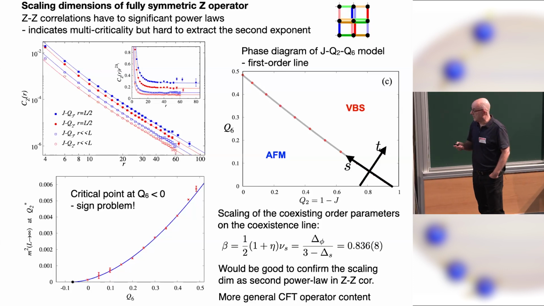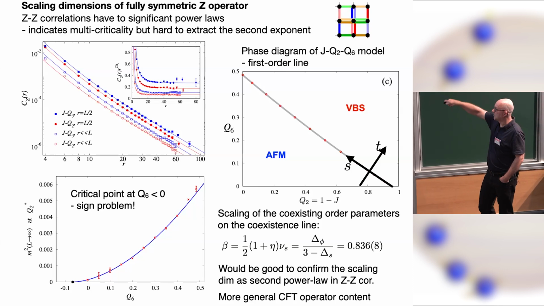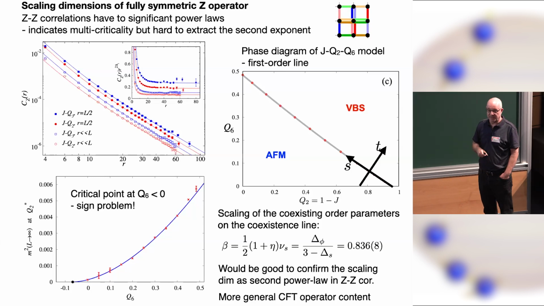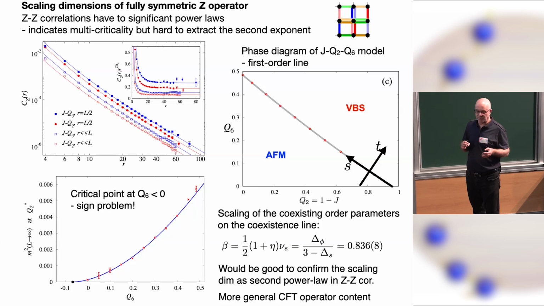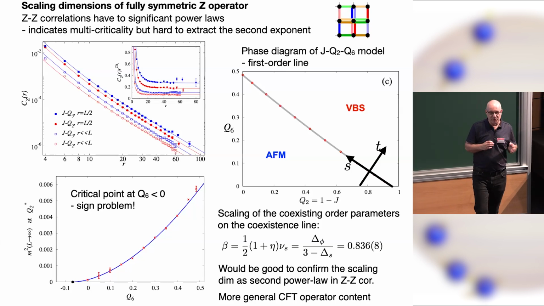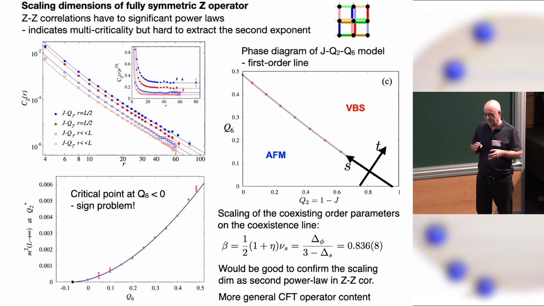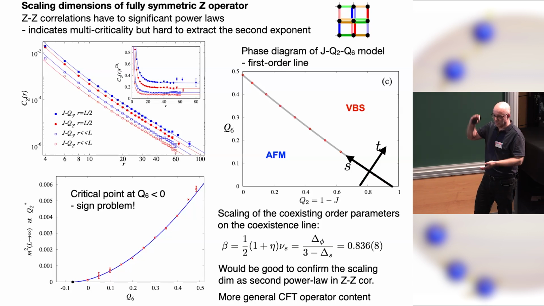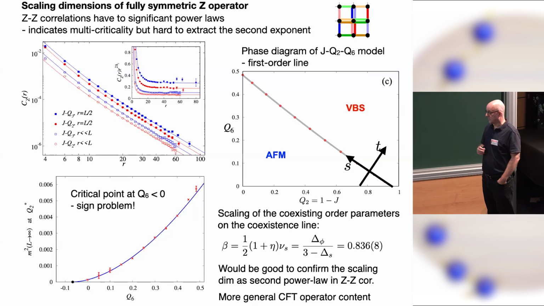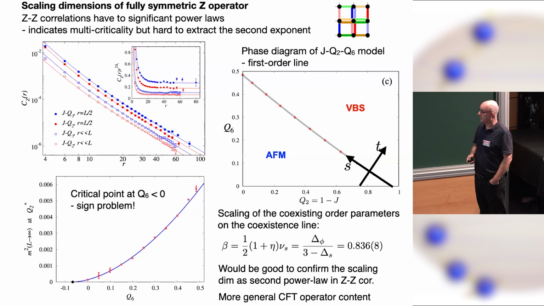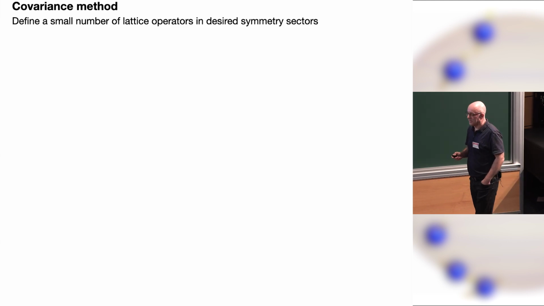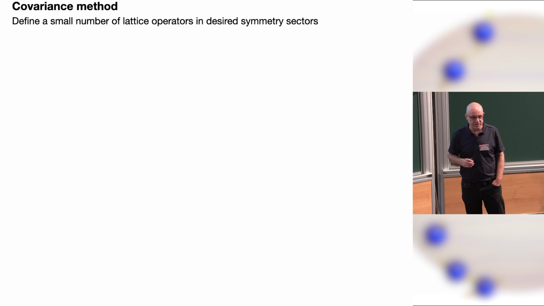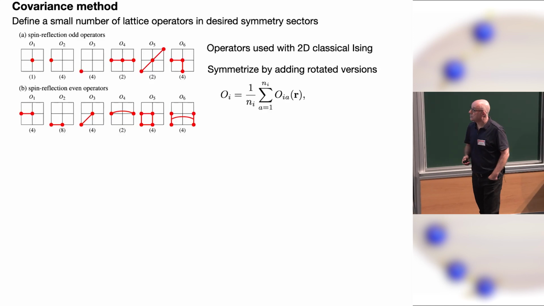So we can definitely access some of the CFT operator content, but we would like to do more, because now with the fuzzy sphere and conformal bootstrap and everything, people are also emphasizing the descendants, that we can look at the whole conformal towers and so on, and that's typically not done with quantum Monte Carlo or even classical Monte Carlo. Okay, so the covariance method is again based on a set of operators.